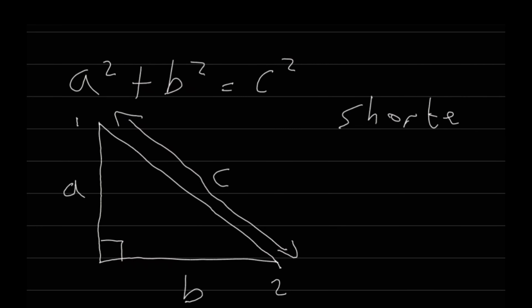And this simply means the shortest distance between two points, points 1 and 2, is a straight line, rather than going around the side of the triangle.